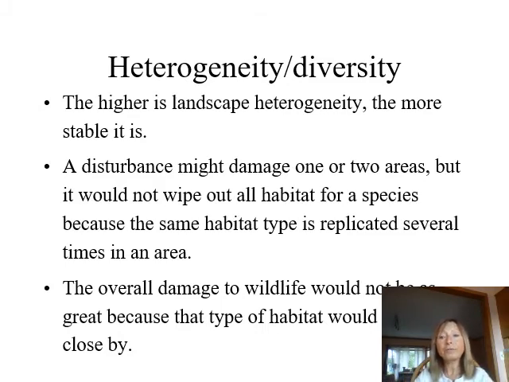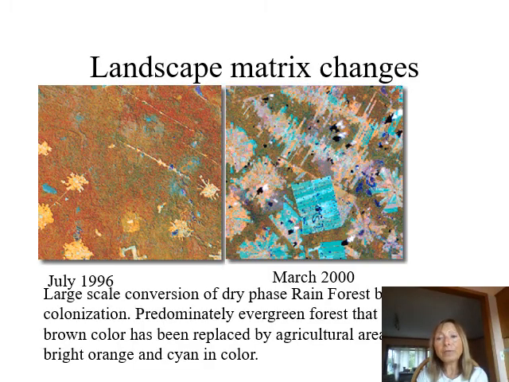So we always have to remember about heterogeneity and connectivity of different elements within the landscape structure. And the more those elements are connected, the more the matrix is connected, the more stable is the system. Here are a couple of examples from air photos showing us landscape transformation due to fragmentation of the matrix. So what we see here is a tropical rainforest in Brazil in 1996.